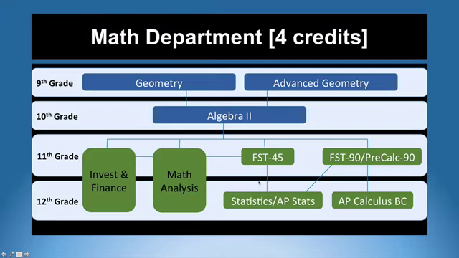Statistics or AP Statistics can be accessed after a student takes either the FST 45 course or the FST 90 course, and it can be taken concurrently with AP Calculus.